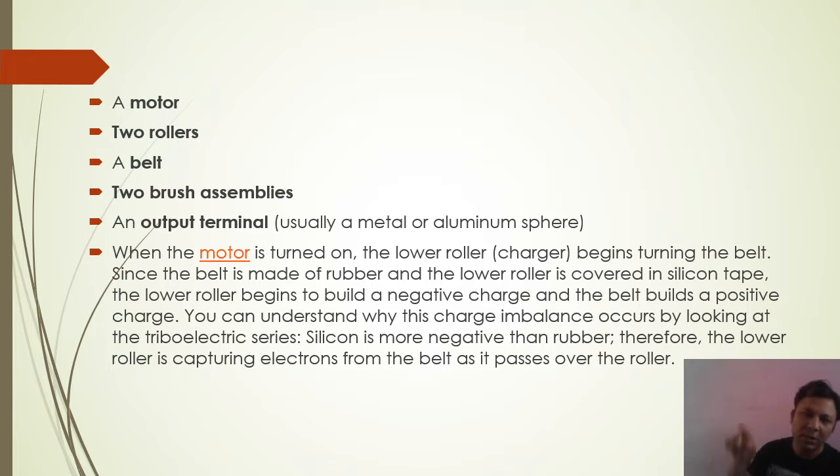So positive charge is produced on the conveyor belt, and it will transfer the energy from the positive charge to the negatively charged material. So this is one of the good examples of electrostatic induction.